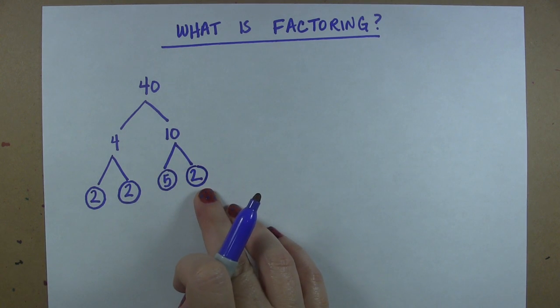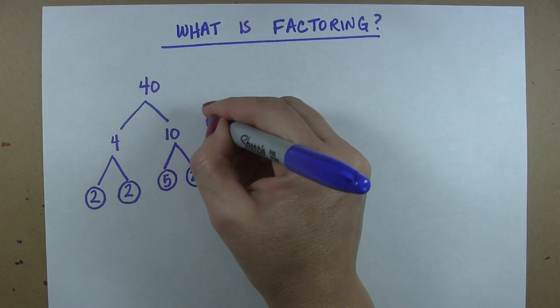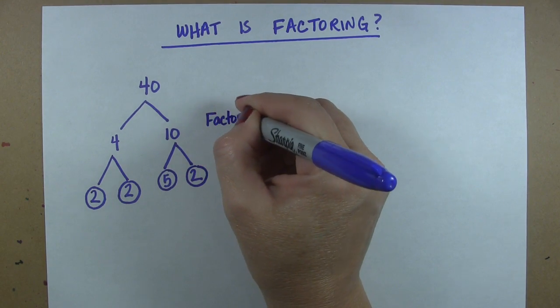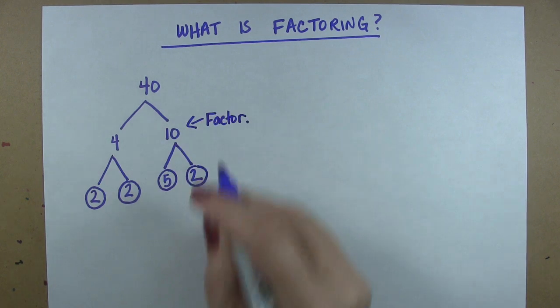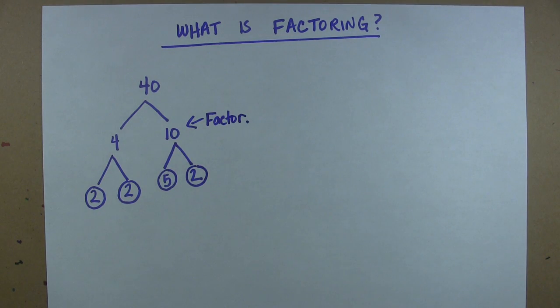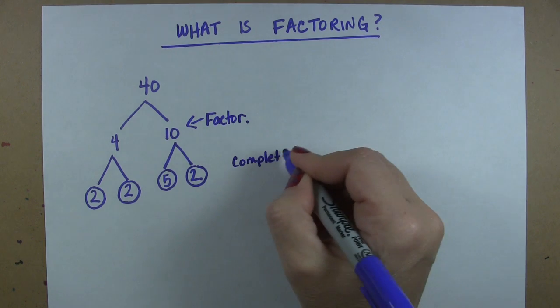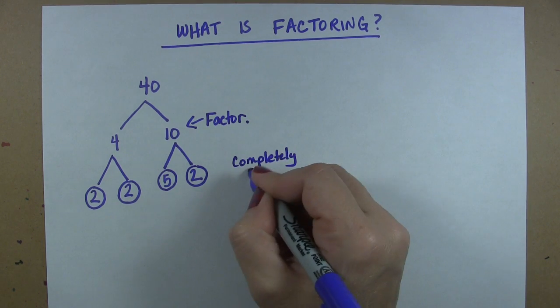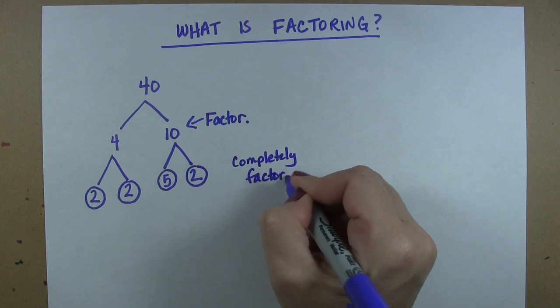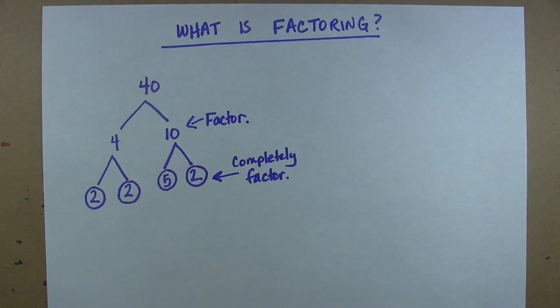These are called the factors of 40. If I ask you to factor something, that means that you can do something like 4 times 10. But if I say to completely factor something, that means I want you to keep going till you're at the lowest possible place.